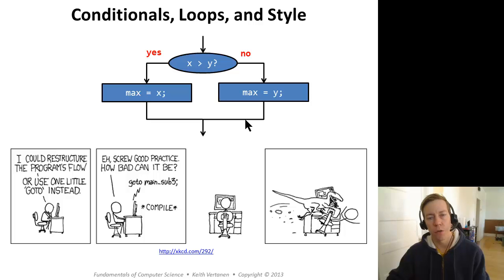Another important construct in any programming language is the idea of a loop. This is something you use when you want a program to do something repeatedly. And once we talk about that, we'll also talk a bit about what is good code style, what it looks like, and things like that.